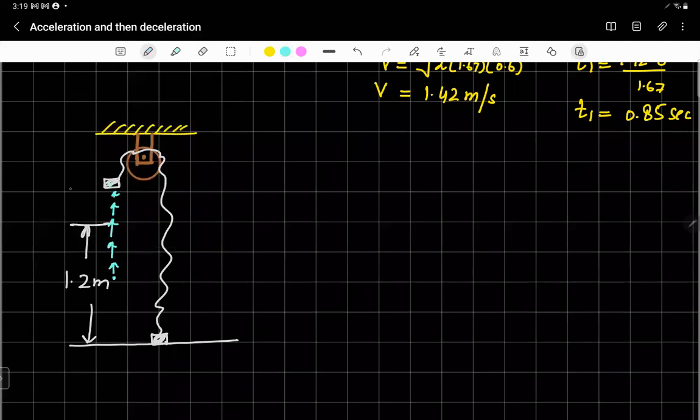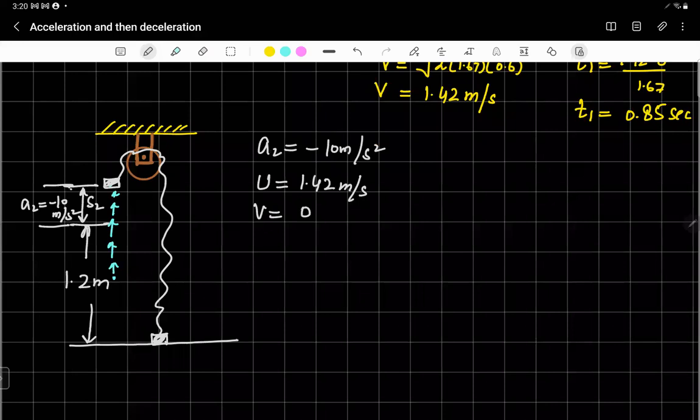In stage 2, we call this distance S2, and the acceleration in this stage is minus 10 meter per second square. We call this motion as motion due to inertia. So A2 is equal to minus 10 meter per second square. The final velocity of the previous motion is now the initial velocity of this motion. The final velocity of this motion is 0.